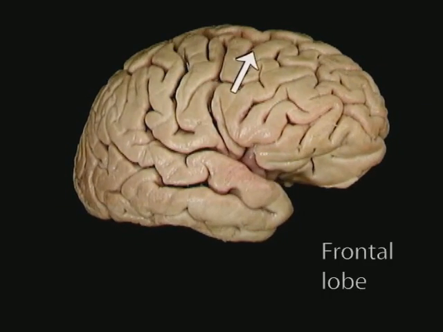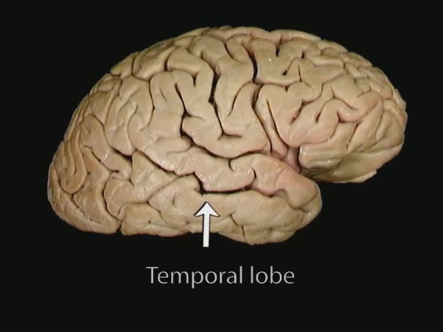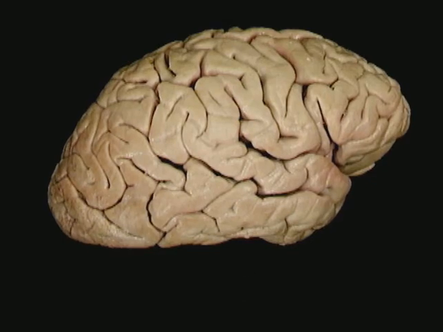In front, this part, the frontal lobe, occupies the anterior cranial fossa. This part below, the temporal lobe, occupies the middle cranial fossa. This part behind, the occipital lobe, lies above the tentorium.